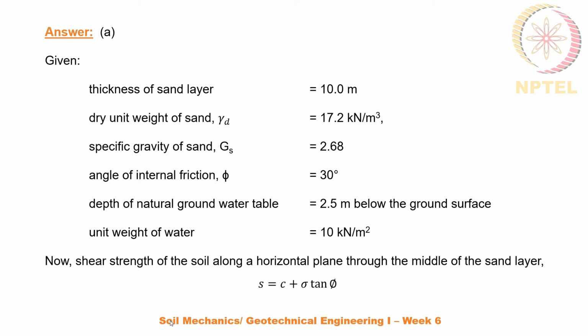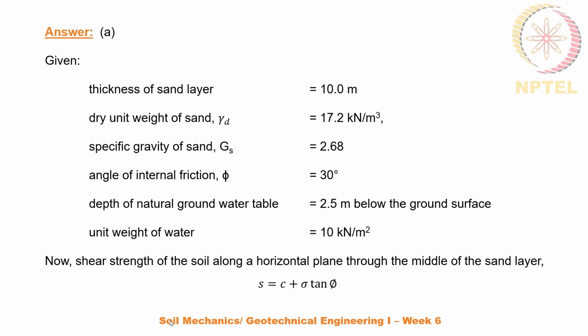We are given that the thickness of the sand layer is 10 meter. Dry unit weight of sand is 17.2 kilonewton per meter cube. Specific gravity of sand is 2.68. Angle of internal friction phi is 30 degrees. Depth of natural groundwater table is 2.5 meter below the ground surface, that is within our sand layer. And unit weight of water is given as 10 kilonewton per meter square.